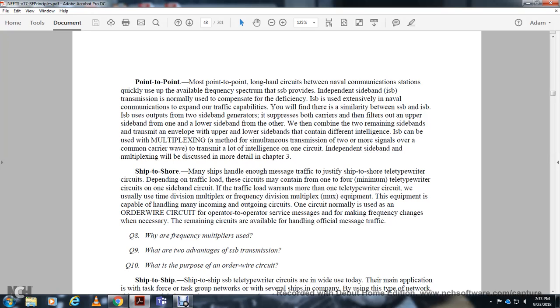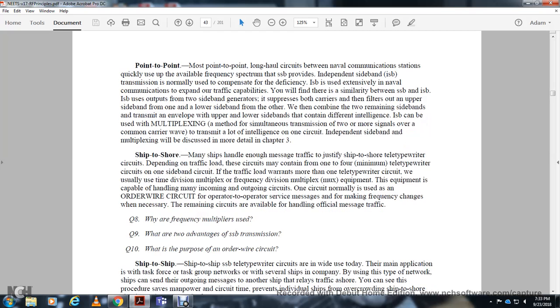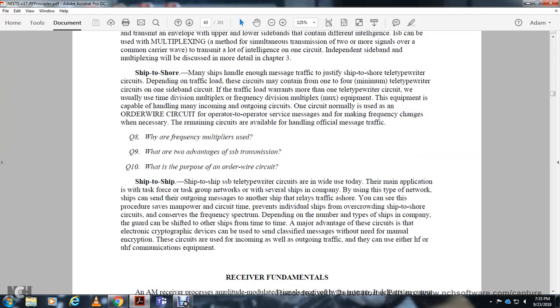All right, ship-to-shore. Many ships aim with an open message for the transmit jurisdiction just for the ship-to-shore teletype. Depending on the traffic load of the circuit, we contain a minimum teletype circuit with single sideband. If the traffic load warrants more than one teletype circuit, it is easily done with time division multiplex or frequency division multiplex, or mux, equipment. The equipment is capable of handling more incoming and outgoing circuits. One circuit is used only as the order wire, operated for service messages, making the frequency chain with the necessary remaining circuits available for handling the message traffic.